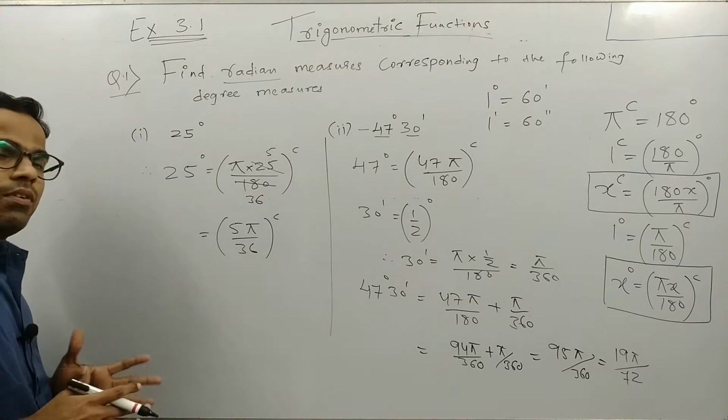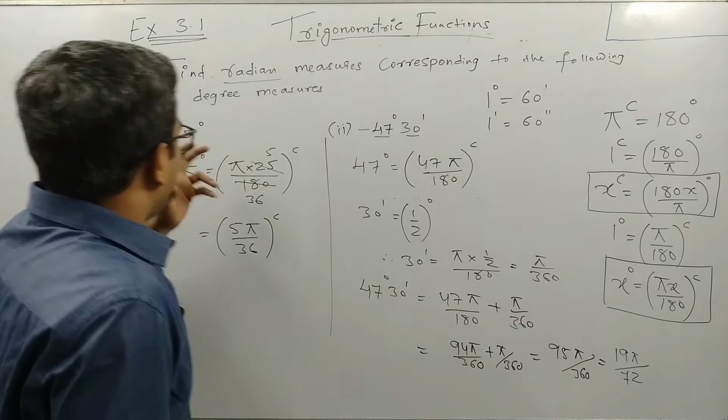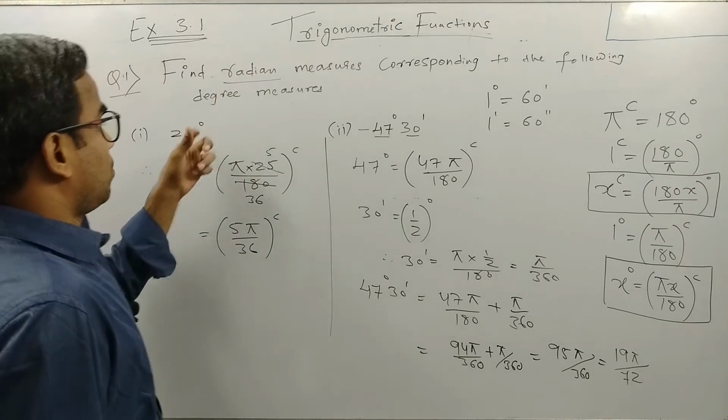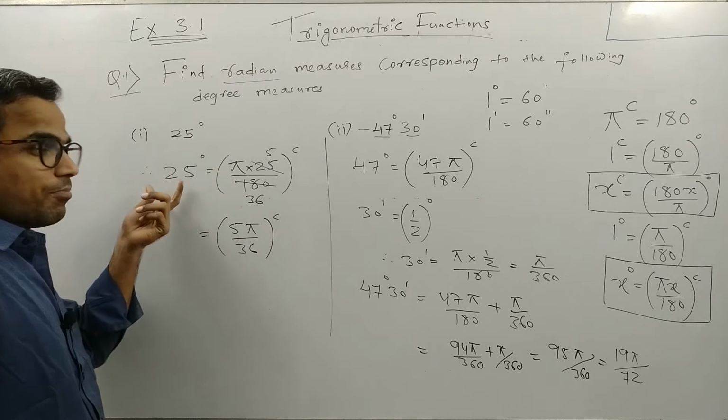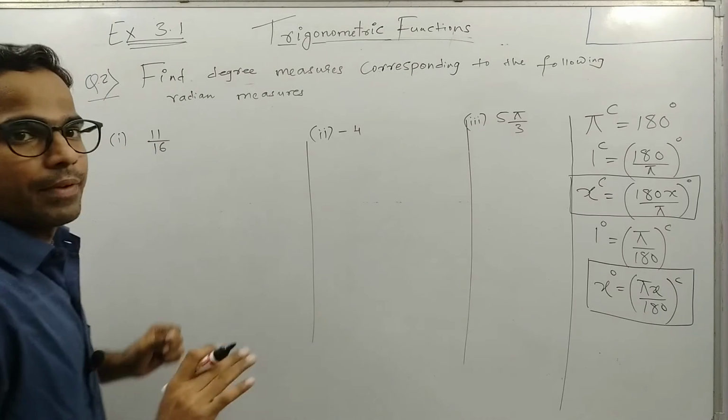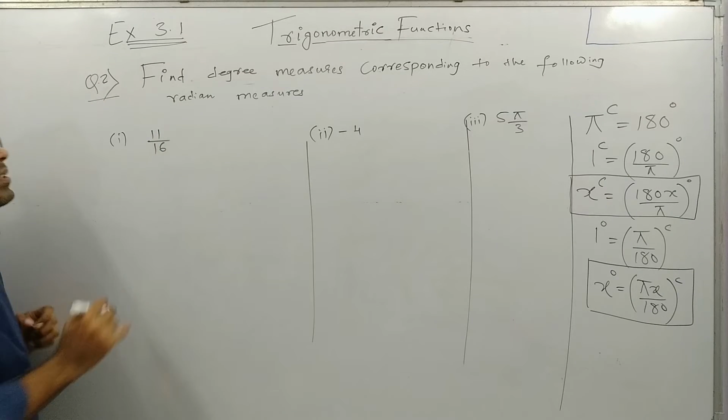This is how we convert from a given degree measure. Angle measure we have in two types, degree and radian. If we have been given in degree, this is how we convert from degree to radian. So this is your second sum.